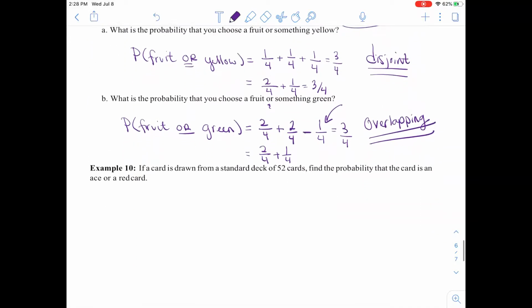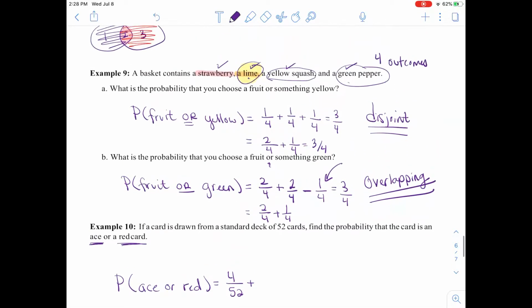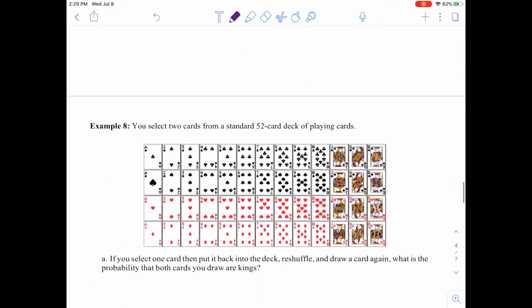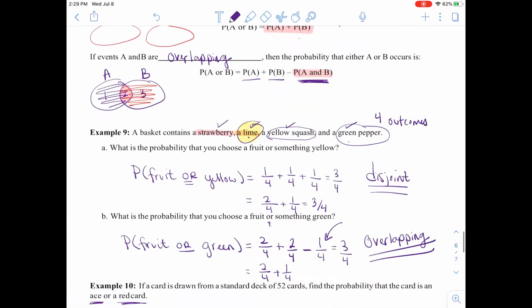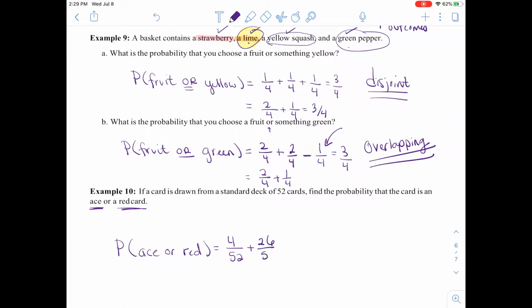Okay, our last example. If a card is drawn from a standard deck of 52 cards, find the probability that a card is an ace or a red card. So probability of ace or red. We can go back to that visual. To save us time, I know there are 4 aces in the deck, plus, with the or, we're going to do reds. If we go back, here's my visual. Here are all my reds. It is half the deck, so that's going to be 26 out of the 52.